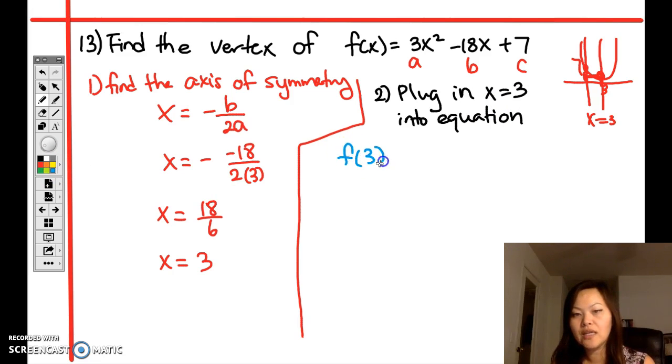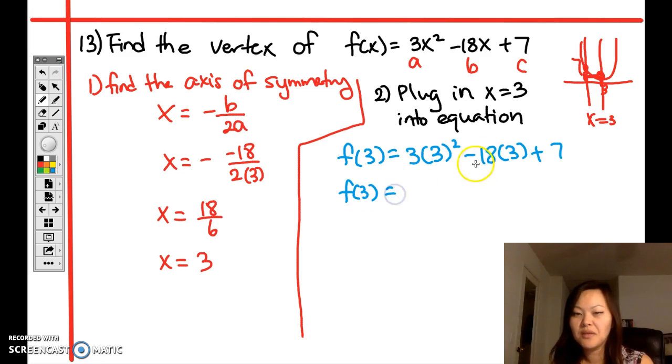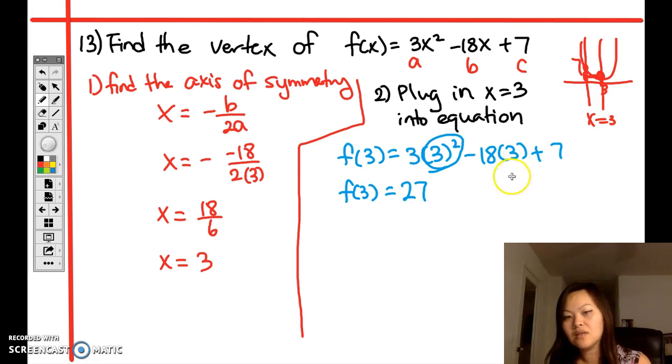f of 3 equals 3 times 3 squared minus 18 times 3 plus 7. So what is that? We all know how to plug numbers in. 3 times 3 is 9. Always do this first, PEMDAS: exponents first and then multiplication. So 3 times 3 is 9, 9 times 3 is 27. Negative 18 times 3 is negative 54, plus 7.